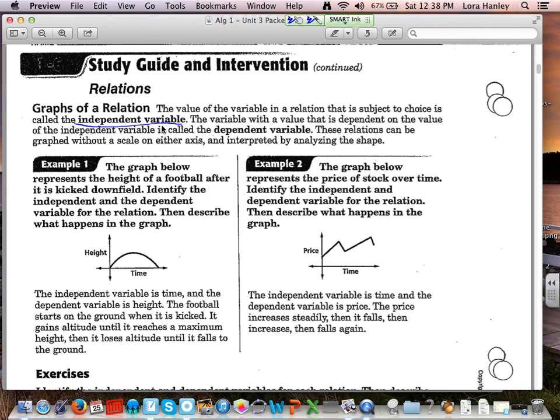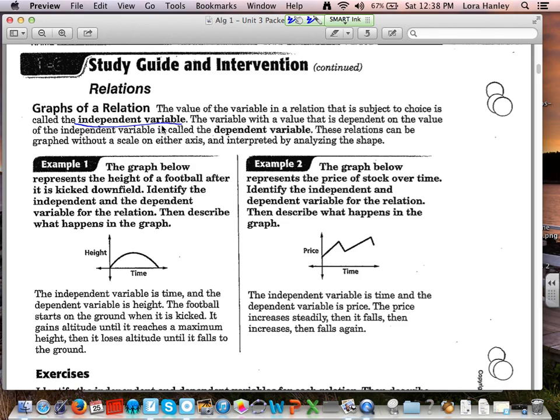So an independent variable is something that can stand alone, something that will go on regardless of what the other variable is doing. Time is a great example of an independent variable. That clock keeps ticking regardless of what else is happening. Usually it happens to be your x-axis that is the independent and your y-axis that is dependent. However, that's not always the case.